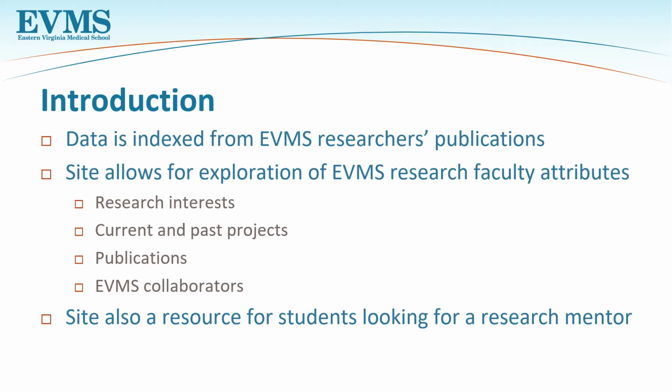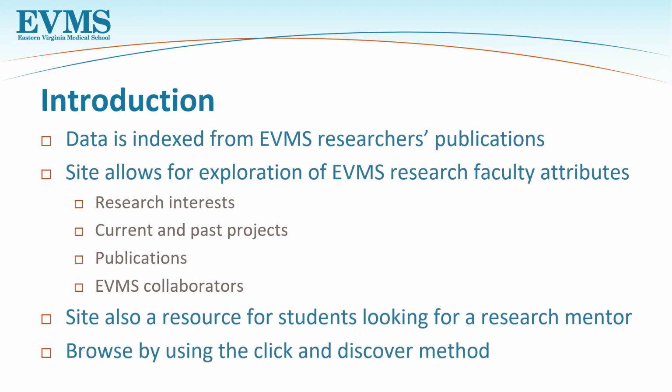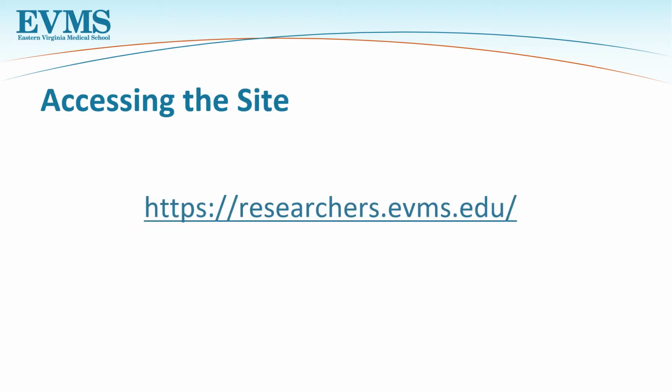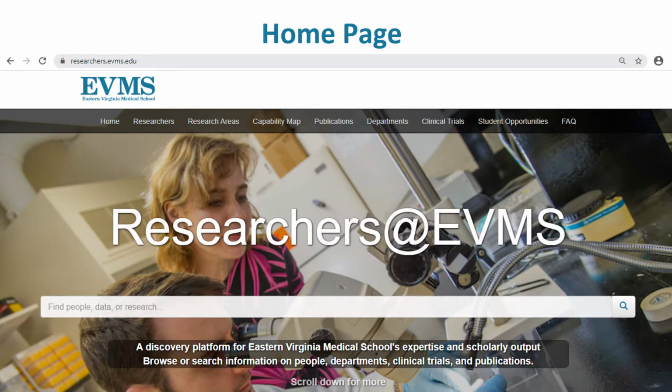The data on the site is linked in many ways, creating a useful and informative browsing experience. A general tip for when browsing the site is to use the click and discover method. Just hover your mouse over an item and see if you can click it. To access Researchers at EVMS, simply go to researchers.evms.edu or access it by using one of several Researchers at EVMS links found on evms.edu or the My Portal intranet. Here is the main Researchers at EVMS homepage.